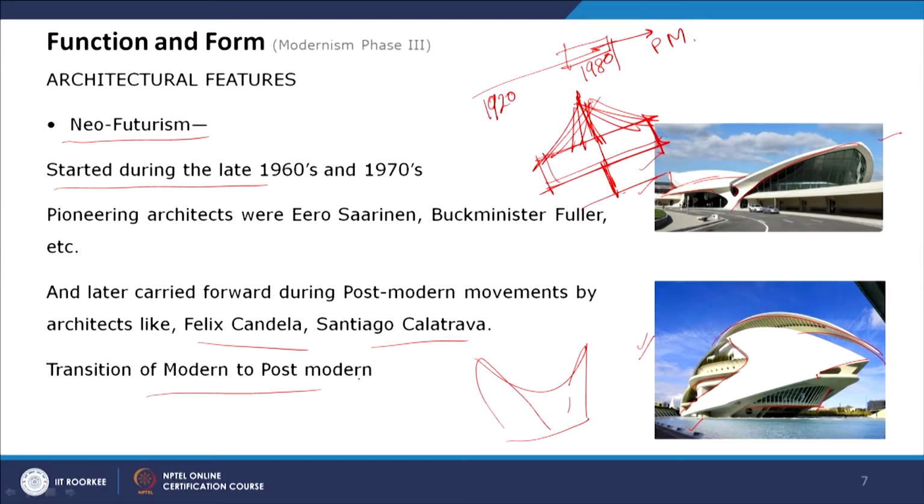So this is a transition between modern and postmodern. Postmodern is also vast, and there were different movements and different philosophies in the postmodern style. Some architects of the postmodern style have taken this NeoFuturism forward. Before discussing NeoFuturism, of course, there was a style which was futurism, which later translated into NeoFuturism. Whenever we use the term neo, that means the revival of an earlier movement. So there was an earlier movement which is futurism.